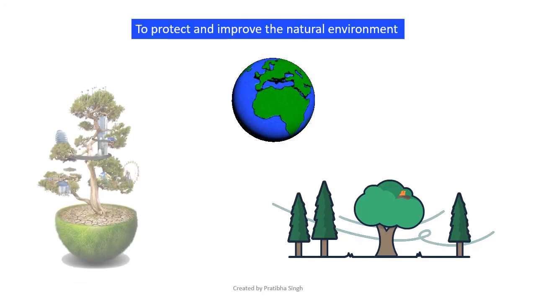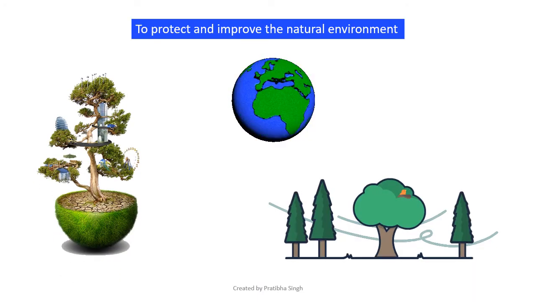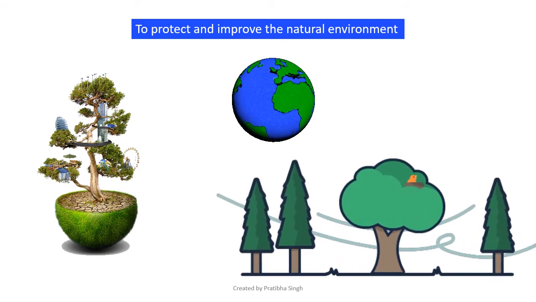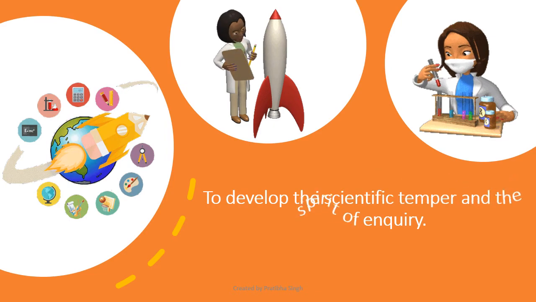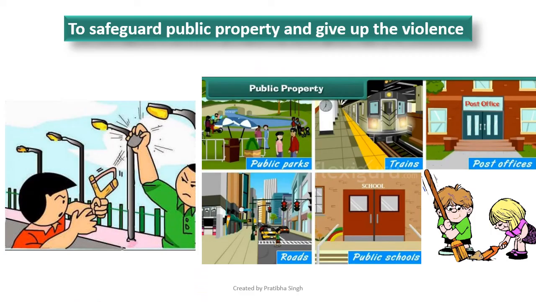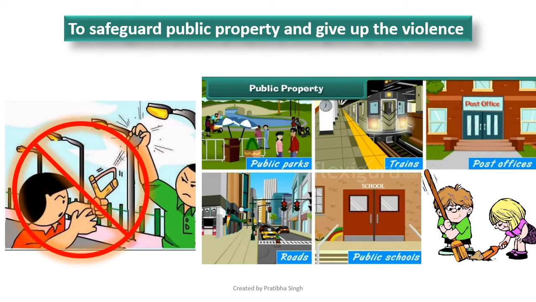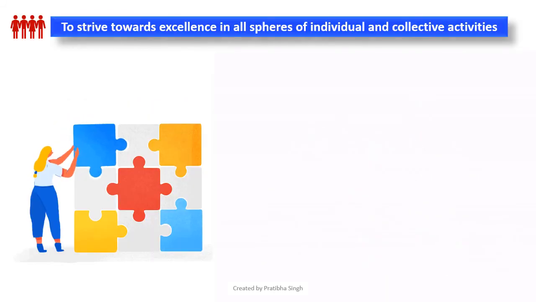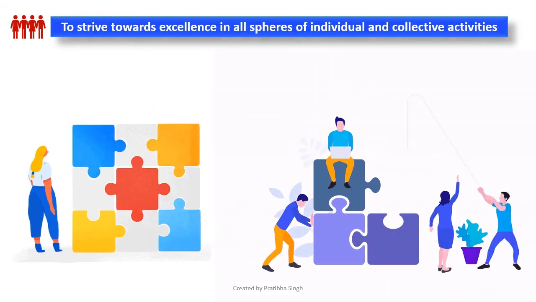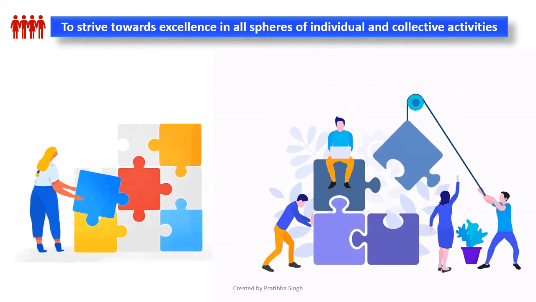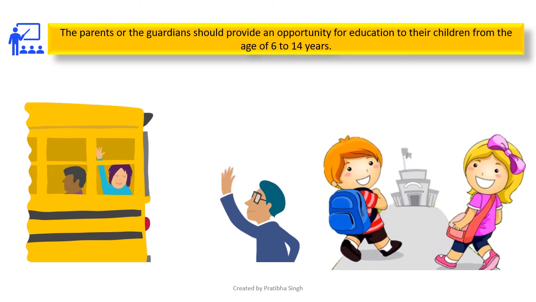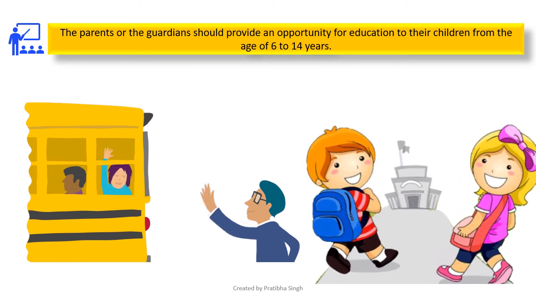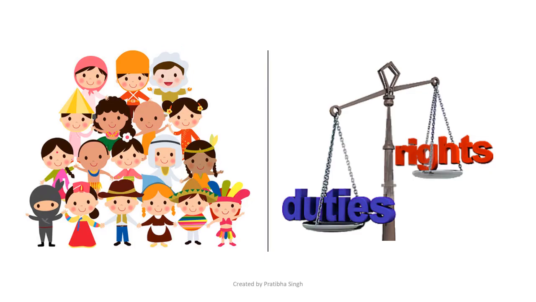To protect and improve the natural environment including forests, lakes, rivers, and wildlife, and to have compassion for living creatures. To develop the scientific temper and the spirit of inquiry and reform. To safeguard public property and give up the violence. To strive towards excellence in all spheres of individual and collective activities, so that the nation constantly rises to higher levels of achievement. The parents or the guardians should provide an opportunity for education to their children from the age of 6 to 14 years.